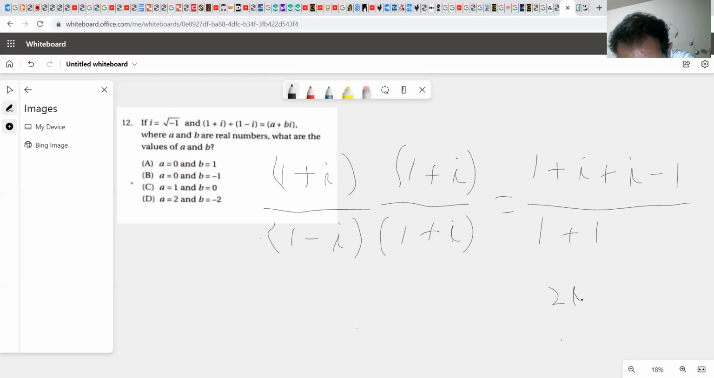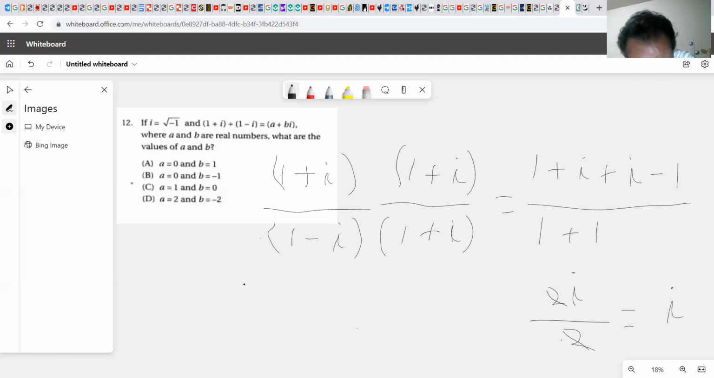2i divided by, okay, 1 plus 1 is 2. So obviously what happened was that the real part canceled out. There's nothing left of that, and you're just left with 2i over 2, these cancel out, and you're just left with i.